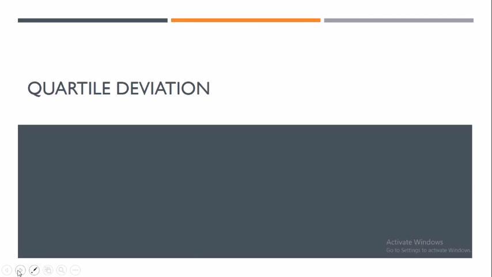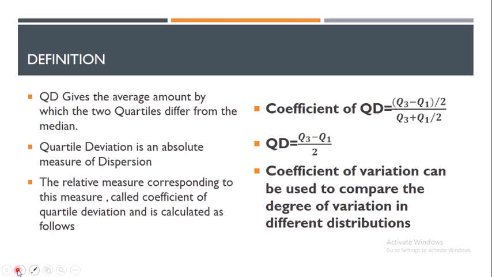Today we will learn about quartile deviation. Quartile deviation gives the average amount by which the two quartiles differ from the median. I hope you remember what quartiles are. So before moving on to quartile deviation, you have to first learn what quartiles are.